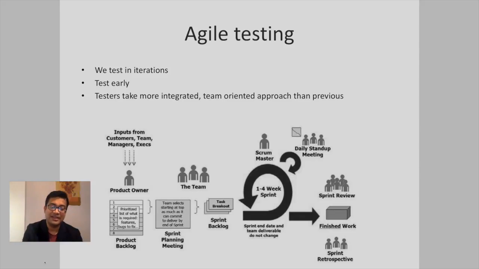You don't have to wait till the end to get a product which is working or which can be used and tested. Over here in Agile, we test in iterations. There are several iterations which we call a sprint. We test early, as the code is being developed, then and there it is tested, and using continuous integration, it is moved on. Again, it is tested via automation, and once the build is ready, it is again tested by testers. Testers take a more integrated, team-oriented approach than the previous, traditional models. So over here, the testers have a very nice role to play.